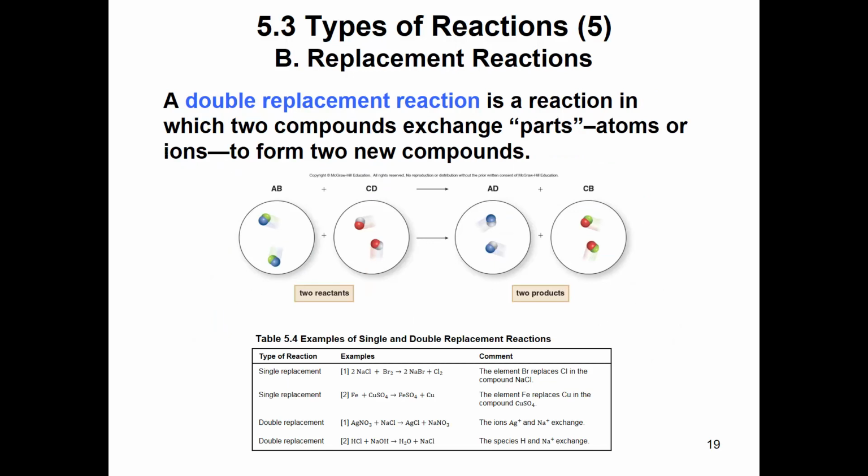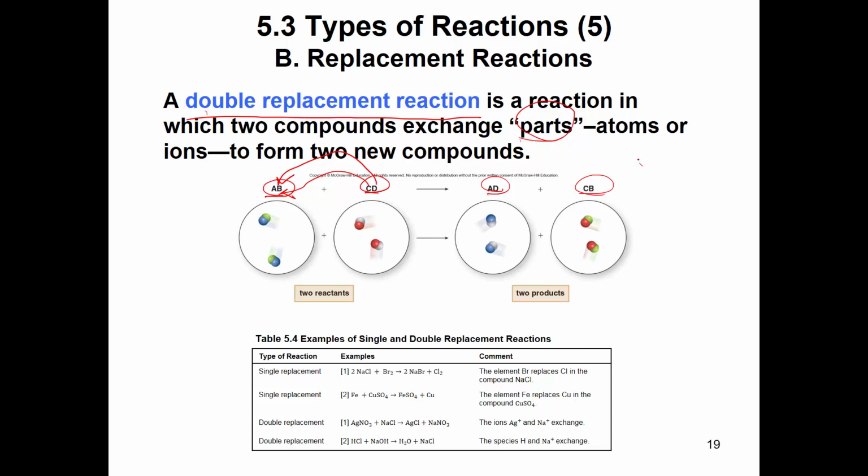A double replacement, this is a swap. It's kind of like a square dance to me. You exchange parts or atoms and form 2 new compounds. So you got AB and CD, and they're going to swap. And so C is going to go with B, and D is going to go with A, and so that makes you have AD and CB. So all they did was swap.